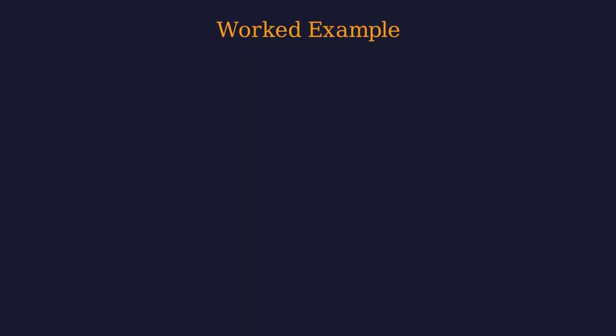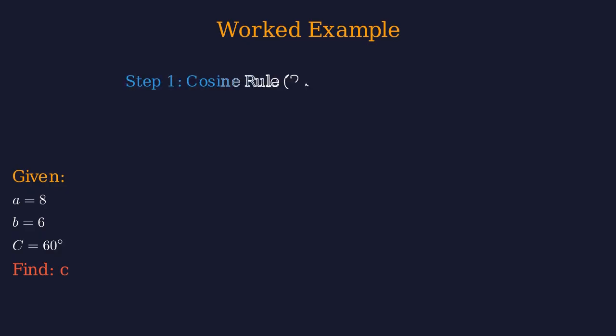I like seeing the whole thing. Triangle ABC. Side a equals 8. Side b equals 6. Angle C equals 60 degrees between them. Question. Find side c. Step 1. We have two sides and the included angle. So cosine rule for c.